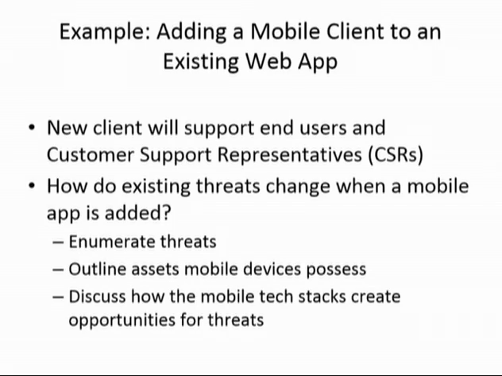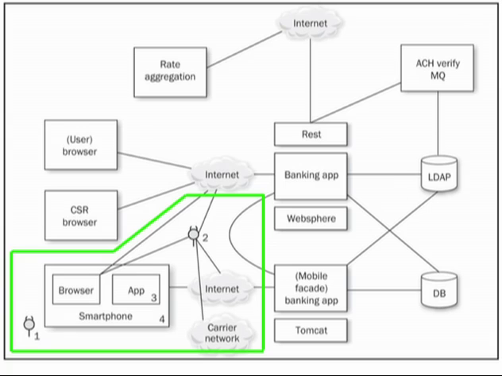So here's a very common situation. You already have something like a bank, and you already have a website, and you already have users using the website from browsers on desktop PCs, and now you want to add a mobile device feature to the existing bank. So here's the game. You want to figure out what are the new threats coming from the mobile devices. So this is what it looks like.